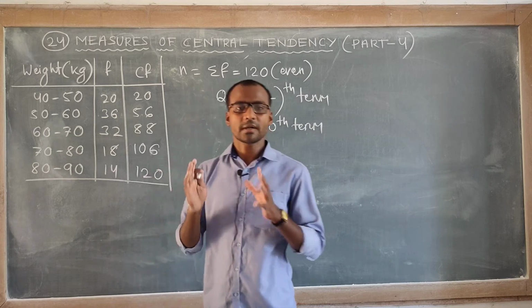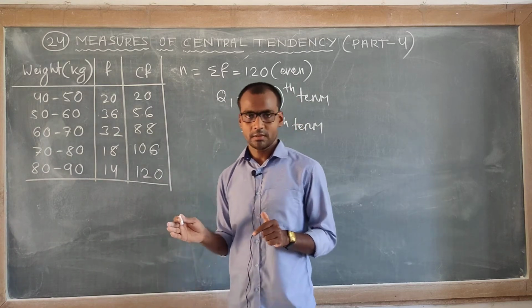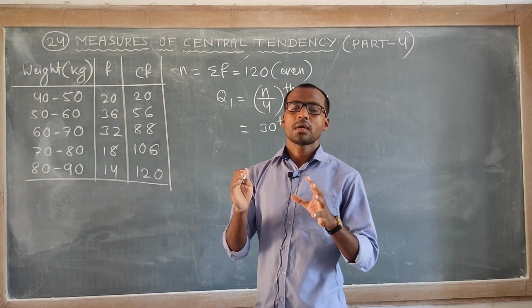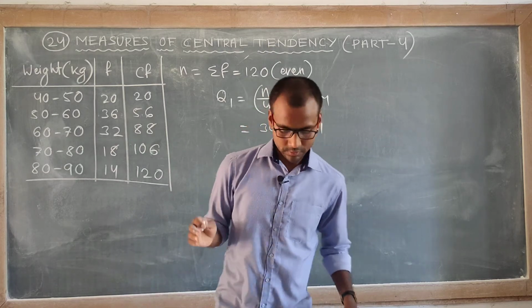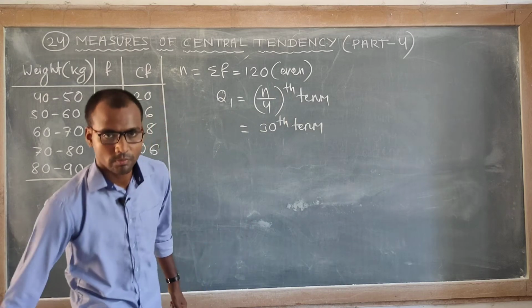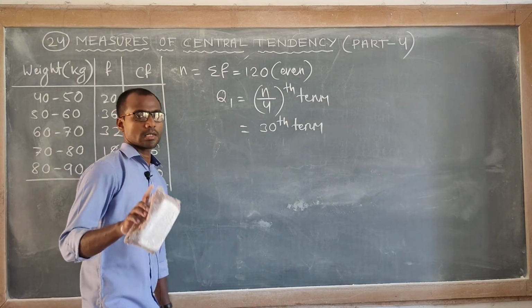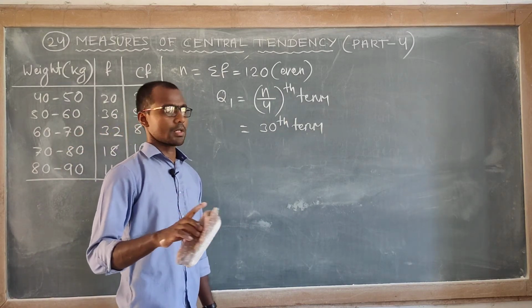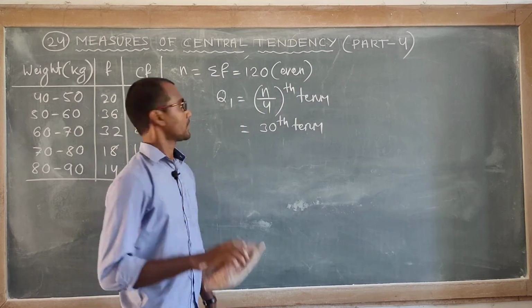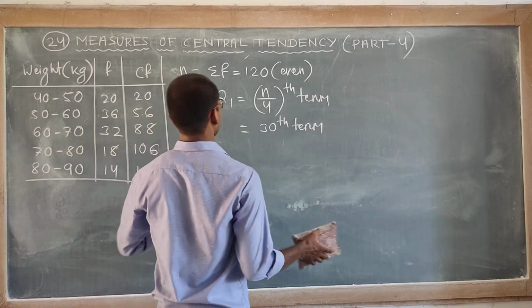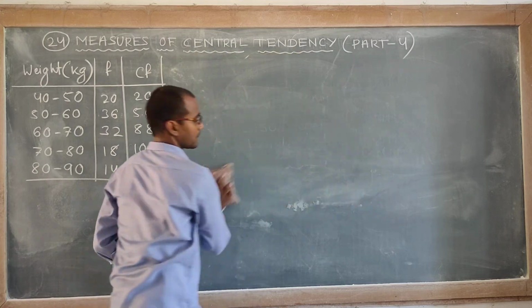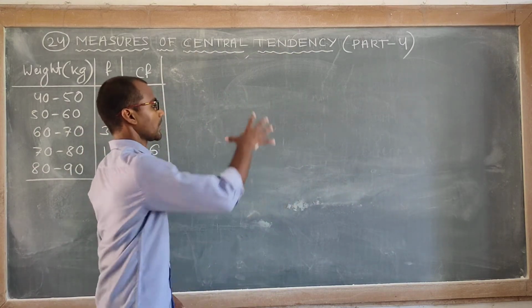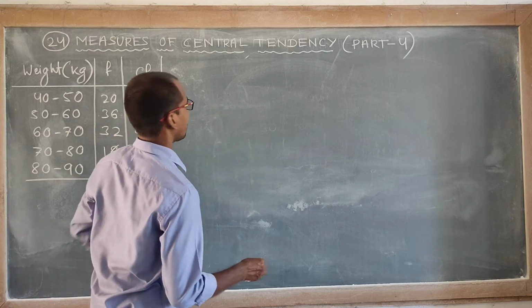For that reason, we need graph paper here. We need to draw a graph which is called OG, or ogive. We have not studied OG in class 9. In class 9 we studied histogram. In class 10 there is OG. So let us go for OG. I do not have graph paper, so I am drawing here. Try to understand from here.